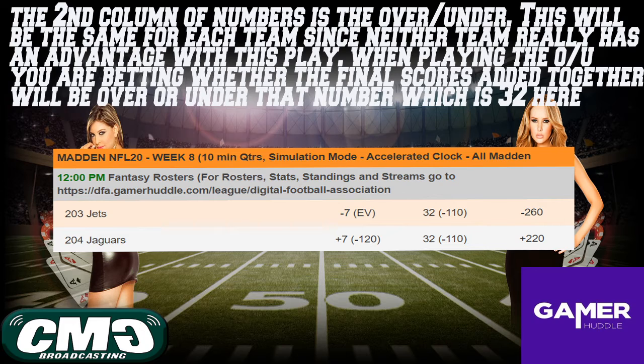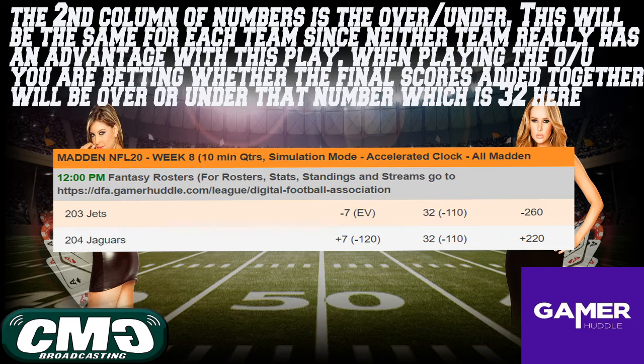Now, if the score was 28-10 and that number is over 32 when we add them together, because it would be 38, then we would have to bet the over 32 to win. Remember, in these, you're not picking a specific team's score. We're going to add them together at the end and see if they add up to over or under our specific number.